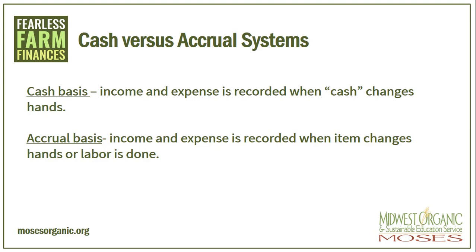Before we dig too deep into the income statement, first we're going to talk about cash versus accrual systems. On a cash basis, income and expense is recorded when cash changes hands, whereas on an accrual basis, income and expense is recorded when the item changes hands or the labor is done.